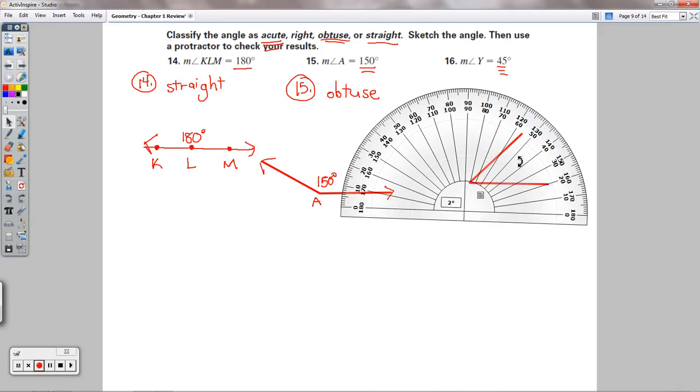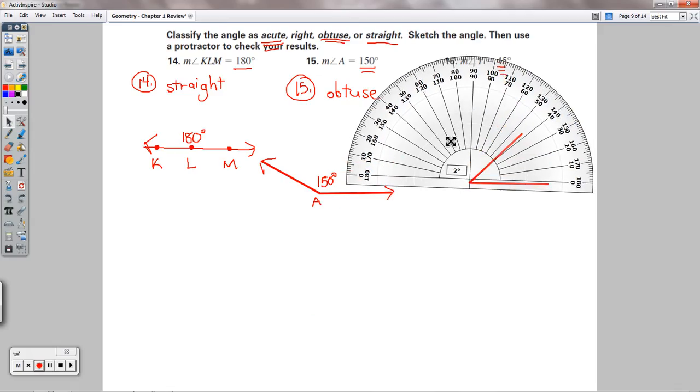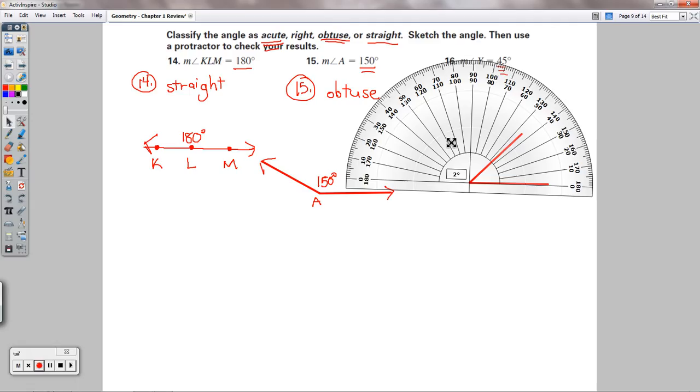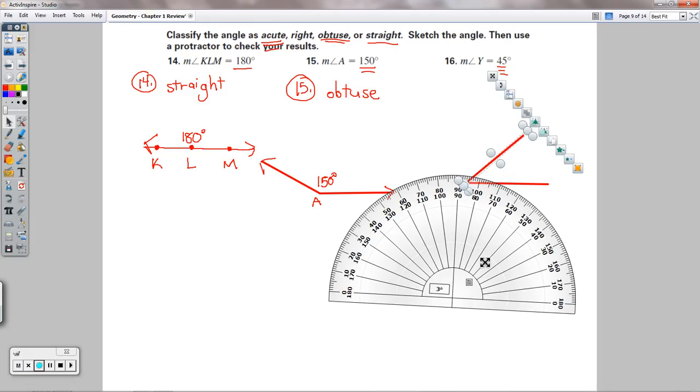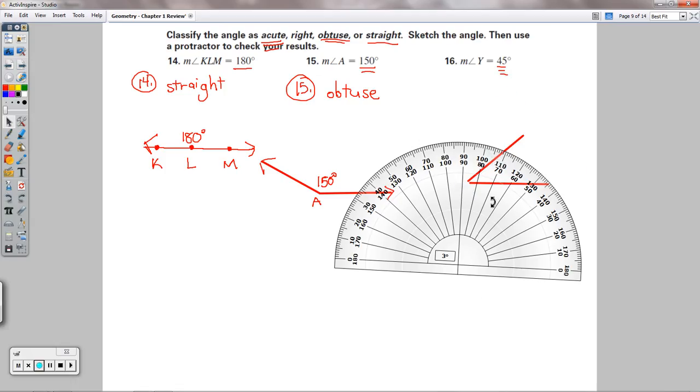You might be asking yourself, wouldn't it be easier to just draw a 45 degree angle to start? Yeah, probably. But they're saying sketch the angle, then use a protractor. So I'm trying to follow the instructions they give me. So that seems pretty good. If anything, I could just change that ever so slightly this direction. Okay, let's check that out now.